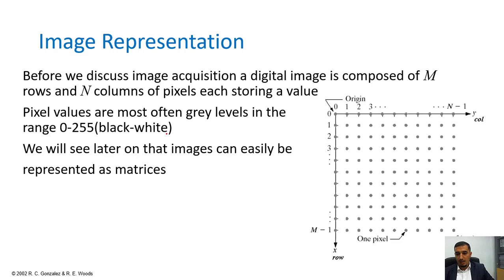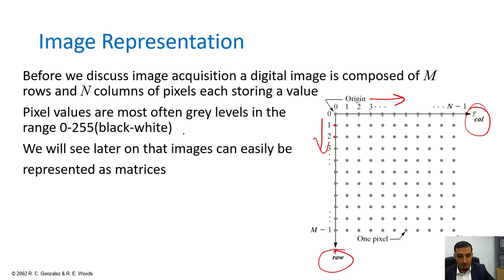So, image representation. A digital image is represented as a matrix of pixels. The origin is here at 0, 0, and this is your x-axis and this is your y-axis. So this is row 0, column 0. This is row 1, column 0. Row 2, column 0, and so on. So these are your rows, and these are your columns. Your x-axis always represents your rows, and your y-axis represents your columns.